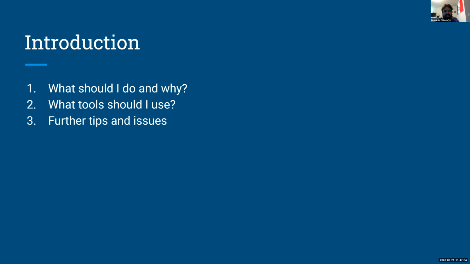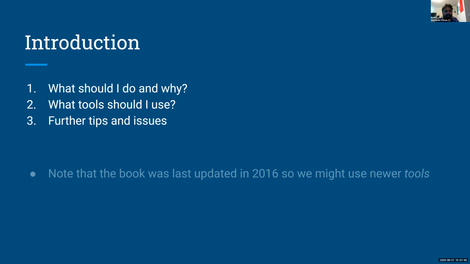And then for each chapter, he might have more advanced tips or concerns about how to take it from there. Now note that this book was last updated in 2016, so we might be using newer tools than the ones listed in the book. Or maybe it's because I like other software than Jeff, right? So that's the framework of this book.